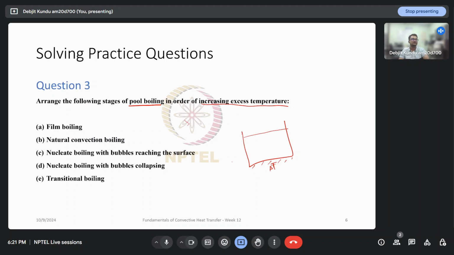And there are different forms of boiling, namely option A, film boiling, option B, natural convection boiling, option C, nucleate boiling with bubbles reaching the surface, and option D, nucleate boiling with bubbles collapsing. So these are two stages of nucleate boiling. And we have option E, transitional boiling. So once again, you have to arrange them in order of increasing excess temperature.